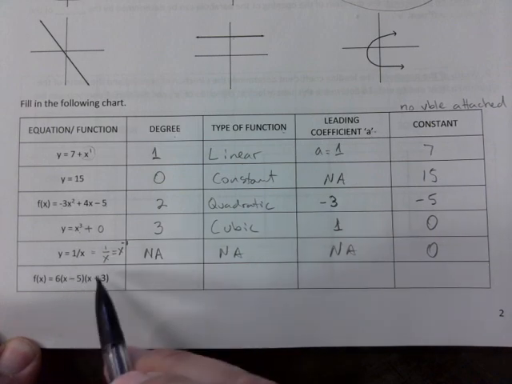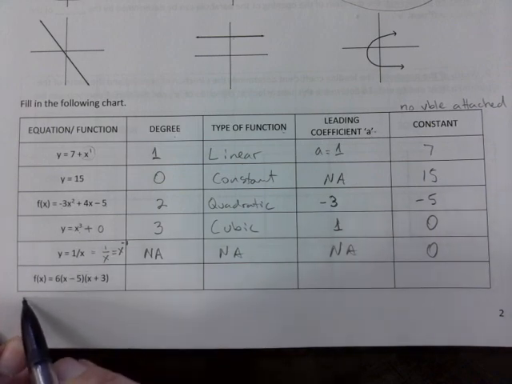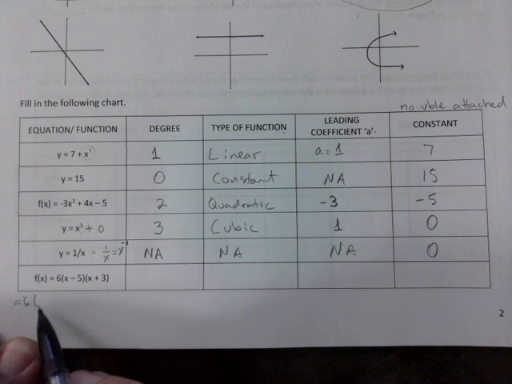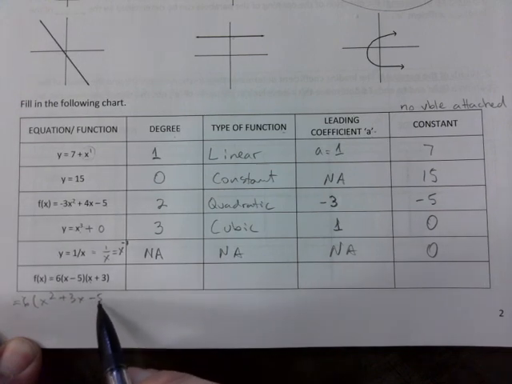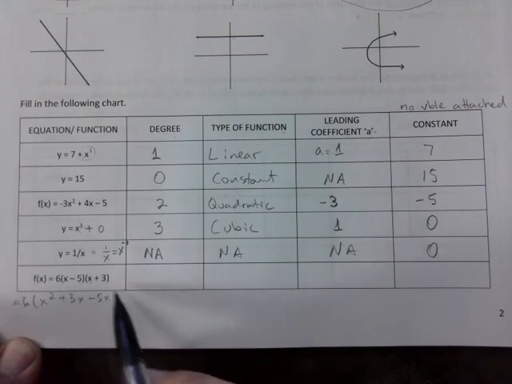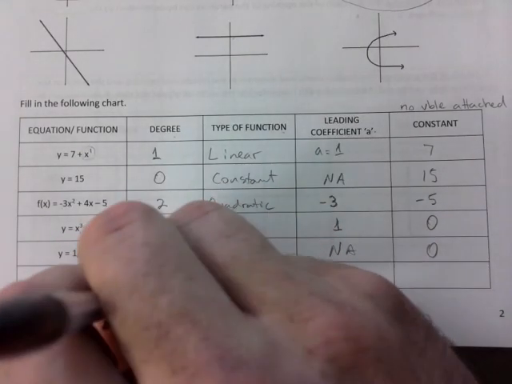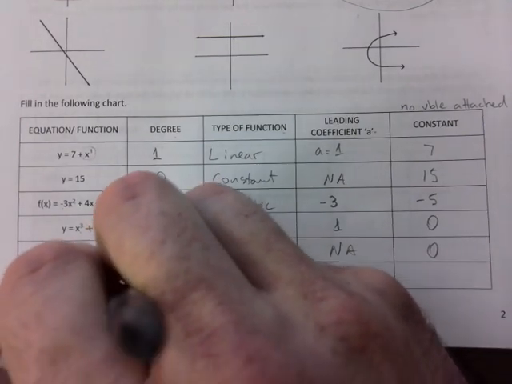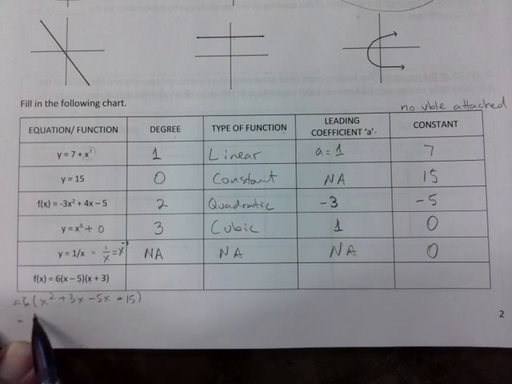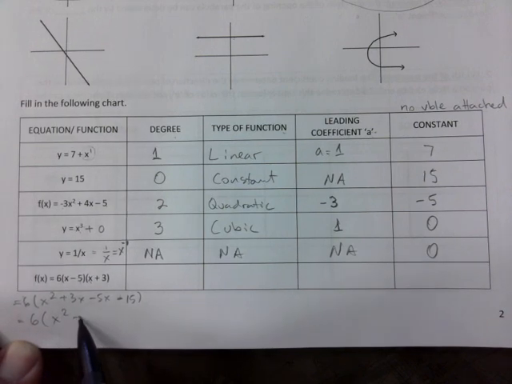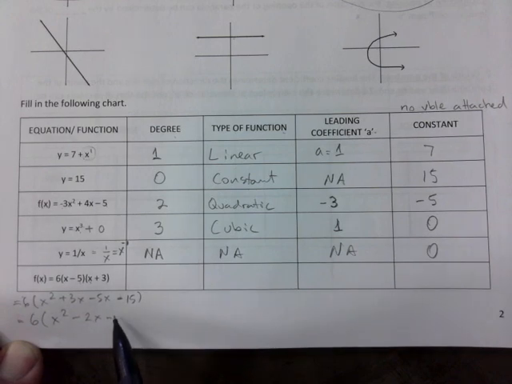Blast from the past. If you FOIL this out, like let's say this is equal to 6, then x times x is x squared, x times 3 is 3x, -5 times x is -5x, and then -5 times 3 is -15. Really? We're going to do this? Not very often. 6x squared plus, this would be minus 2x minus 15.